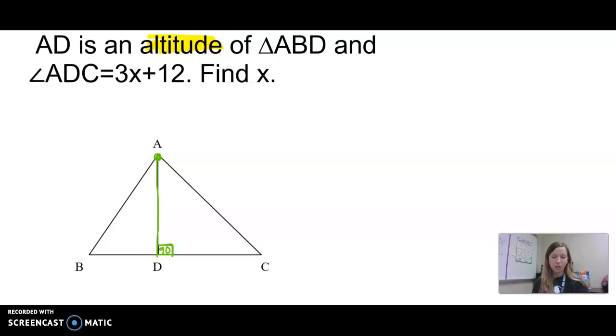Okay? Now in this problem, it says the angle ADC, which is this angle, is 3x plus 12. So all we have to do is set up an equation where 3x plus 12 equals the measure of that angle, which we know is 90. But if you don't know that that's an altitude and that that angle is 90 degrees, then you may not be able to set up your equation correctly.